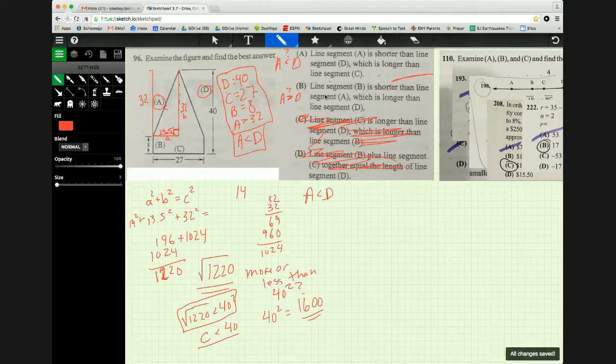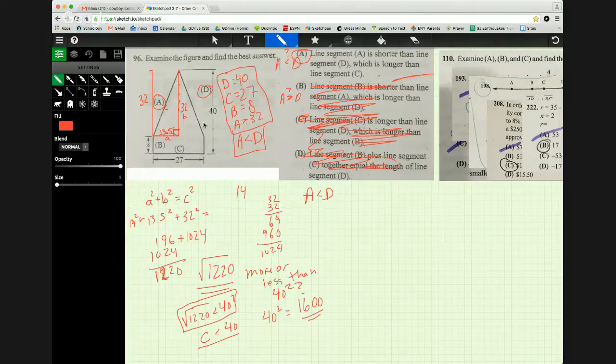So line segment, let's see. Line segment B is shorter than line segment A, which is true. But is A longer than D? No, A is less than D. So this is not true. And so this one must be true. Line segment A is shorter than D. Yes, A is less than D. And D, which is 40, is longer than C. So we have A. A is our answer here.